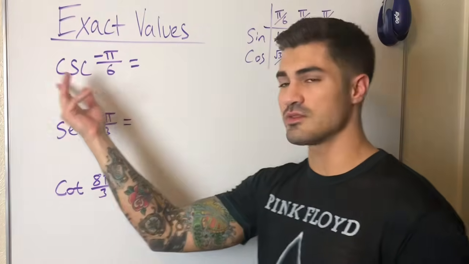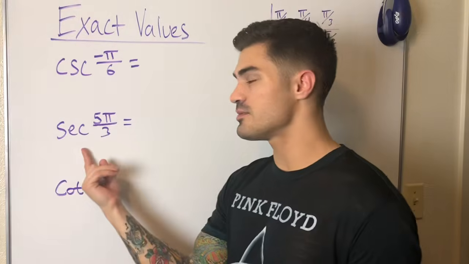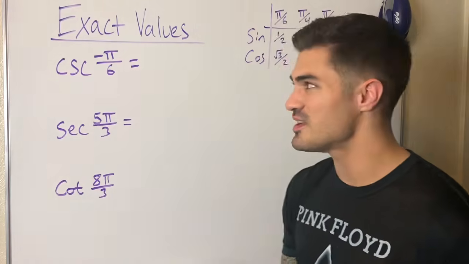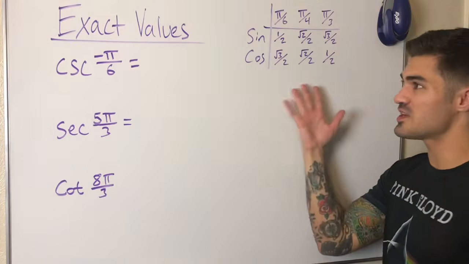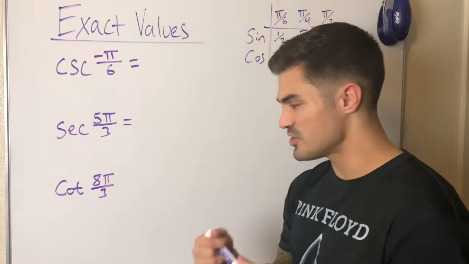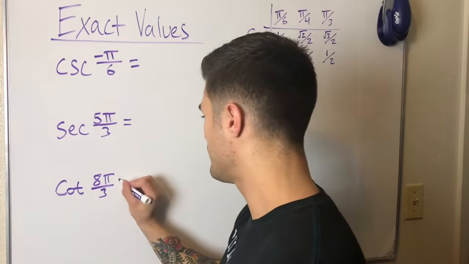I know that cosecant is the reciprocal of sine, secant's the reciprocal of cosine, cotangent is cosine over sine, right? Using these identities, I can use these values for sine and cosine to find these without having to memorize a bunch of extra stuff. So I'm going to show exactly how to do that now.